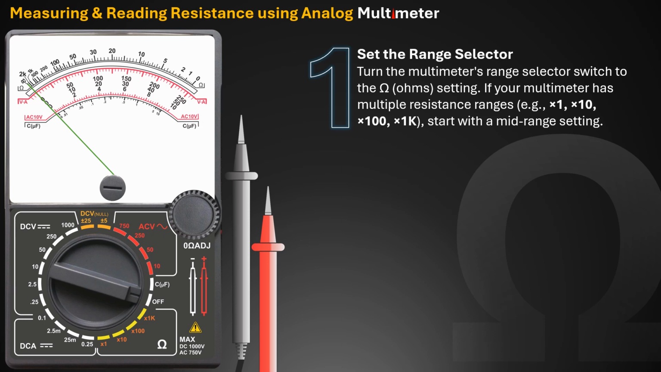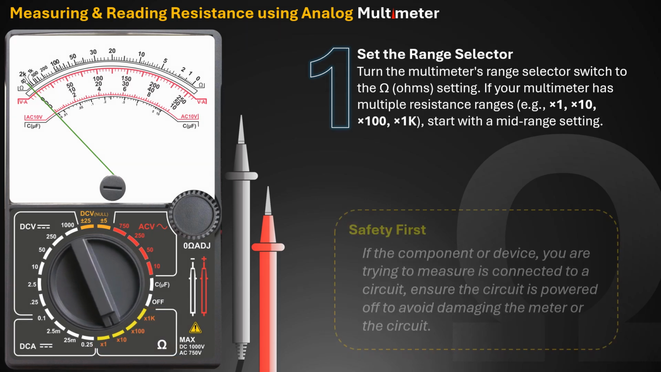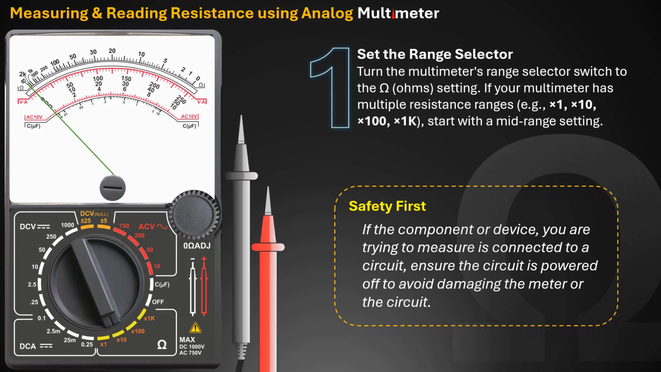If your multimeter has multiple resistance ranges, like times 1, times 10, times 100, or times 1K, start with a mid-range setting. Safety first: if the component you're testing is part of a circuit, ensure the circuit is powered off before measuring. This will prevent any potential damage to the multimeter or the circuit.